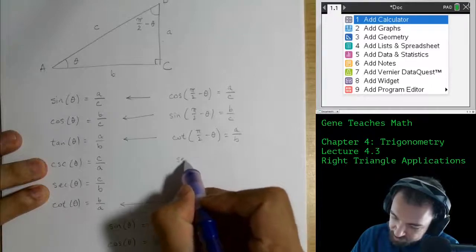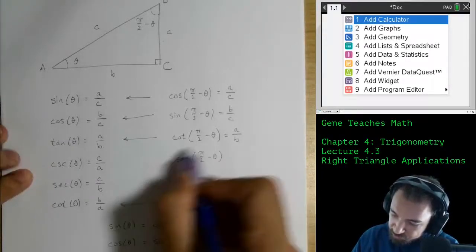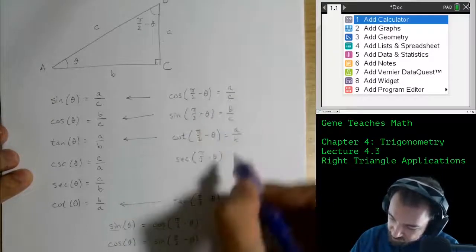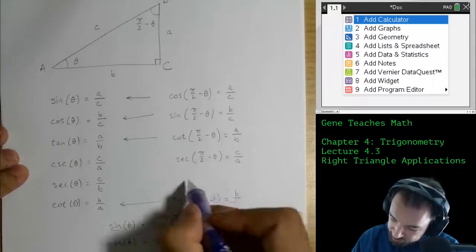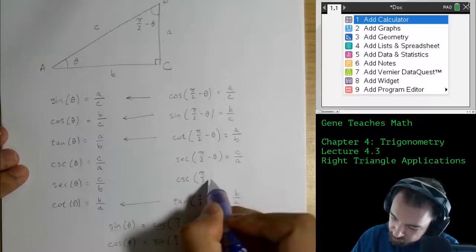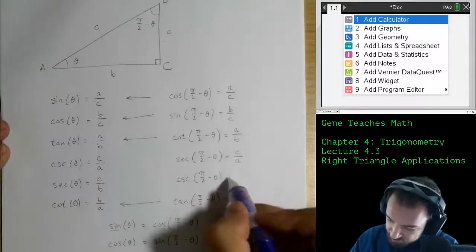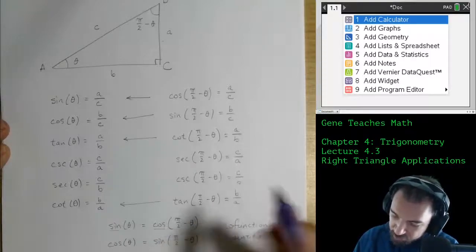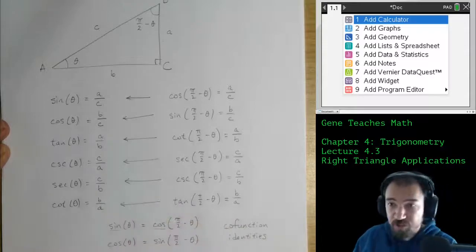So the final pair, we'll look at cosecant and secant. So if we say secant of the pi over 2 minus theta angle, this is going to be the reciprocal of cosine of that angle. That will be c over a, hypotenuse over adjacent. Then we'll look at cosecant of pi over 2 minus theta. That's the reciprocal of sine of pi over 2 minus theta. So this is going to be hypotenuse over opposite. And we look across and we notice they are once again matching.